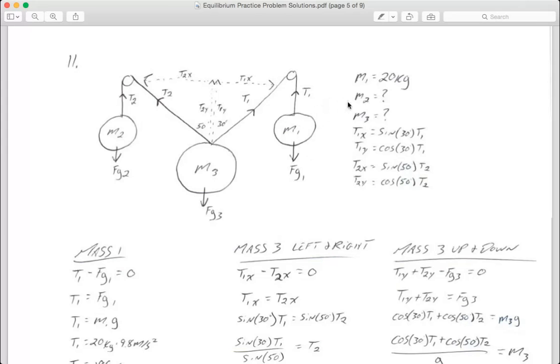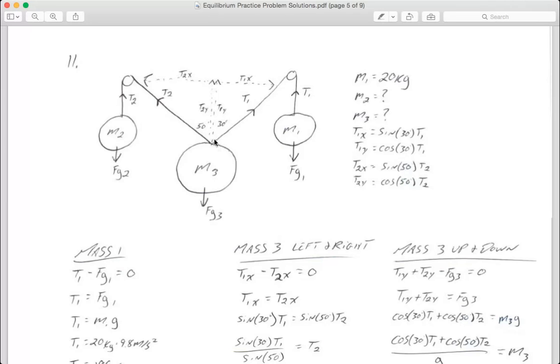What am I trying to find in this problem? I'm trying to find out what the mass of the other two objects are. M2 and M3 are my question marks. Now I know right here that I'm going to have these two tensions pulling at different angles on mass number 3. Those angles are given in the problem at 30 degrees and 50 degrees. So we will use these in a little bit.